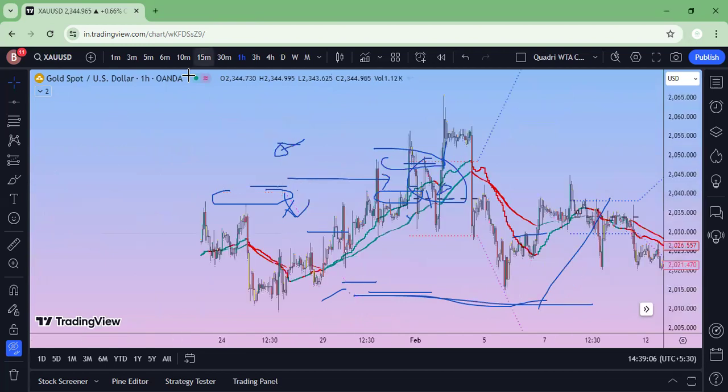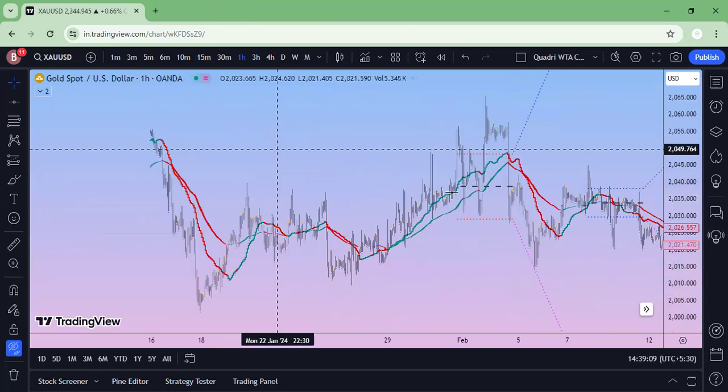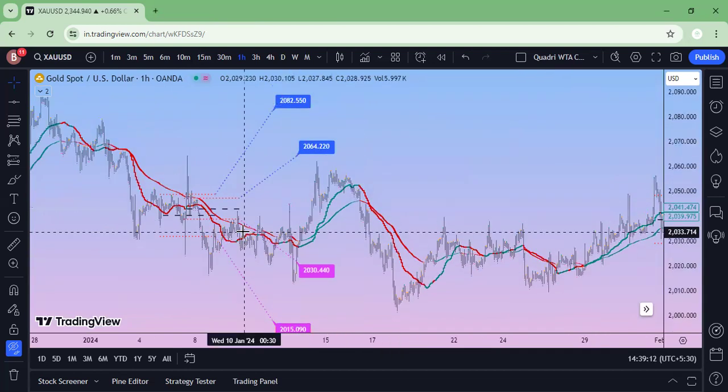Are you with me so far? Yes. Four trades. This one is the fifth and sixth trade.